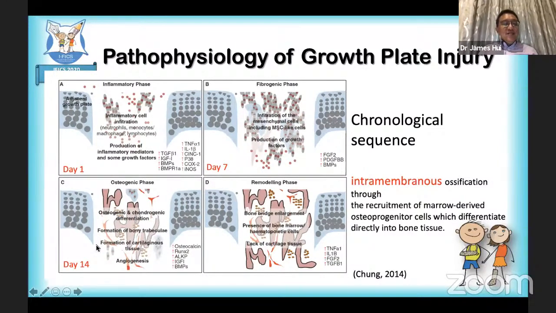Then continuing, this will be day 14. You get the osteogenic phase and you form bony trabeculae. And finally, this bar forms and they do not form cartilaginous cells. And of course, later you do have remodeling.